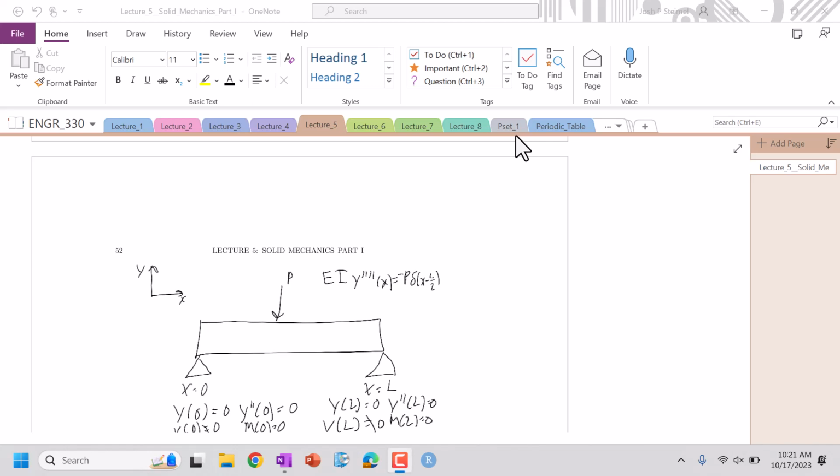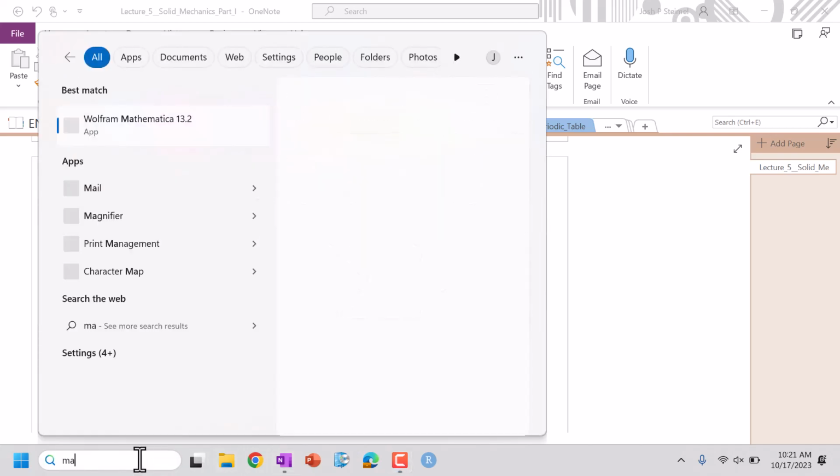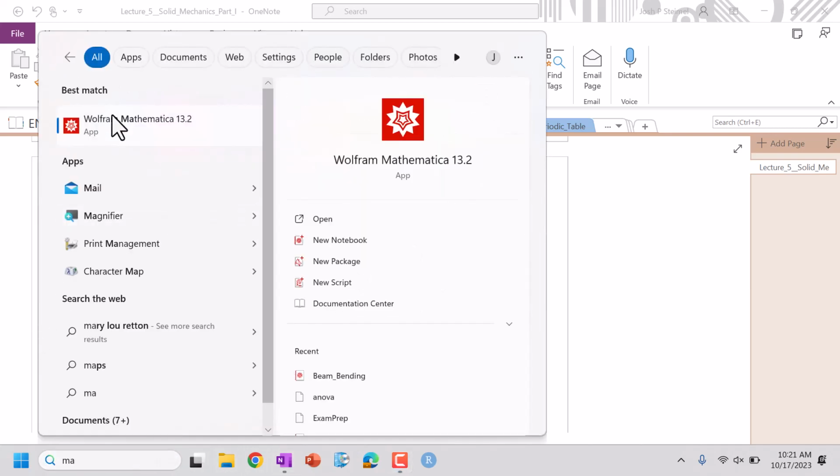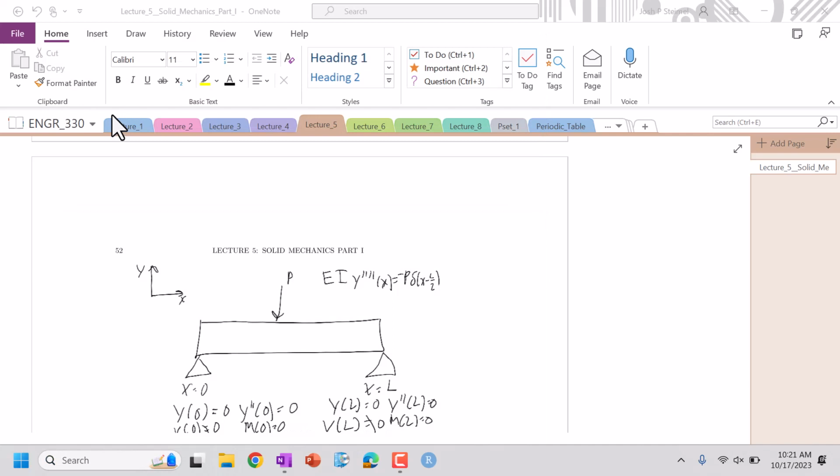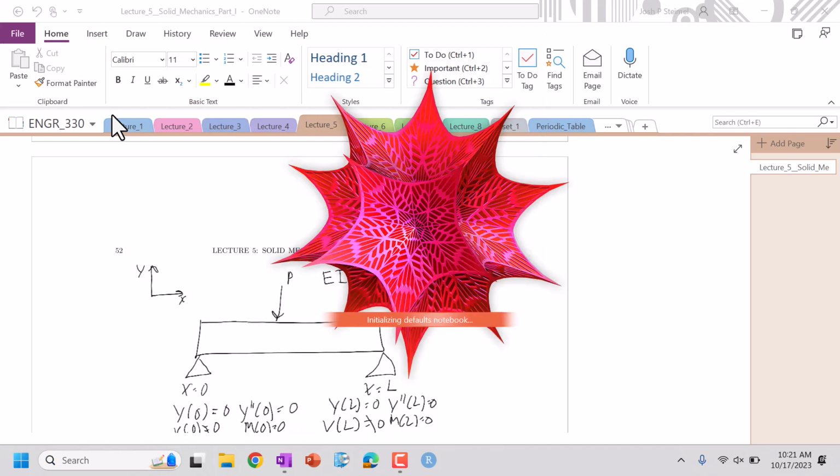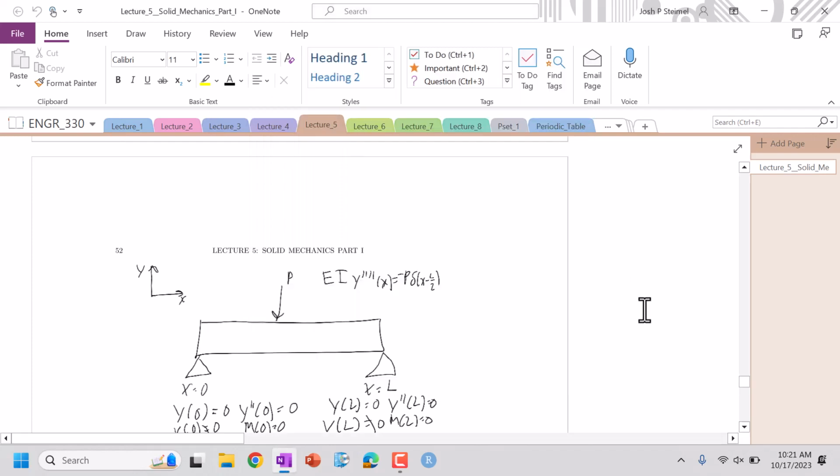Hi everyone, we are back and we are going to do our 3-point bending problem in Mathematica. So let's pull up our Mathematica and move through this solution to look at again, how does the deflection look, what's the bending moment diagram, what's the shear diagram, and then calculate maximum values of stress and all those good values.